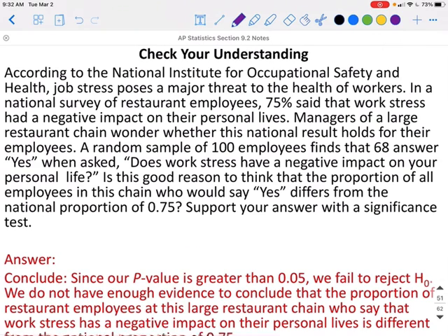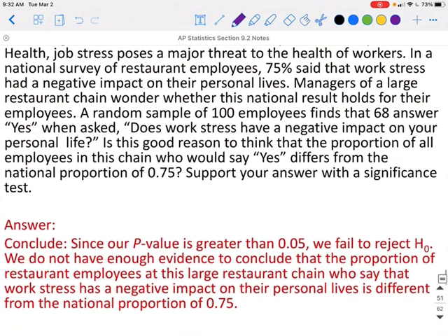The last thing we need to do is just make our conclusion. So since our p-value of 0.1052 is greater than 0.05, we fail to reject the null hypothesis. We do not have enough evidence to conclude that the proportion of restaurant employees at this large restaurant chain who say their work stress has a negative impact on their personal lives is different from the national proportion of 75%.